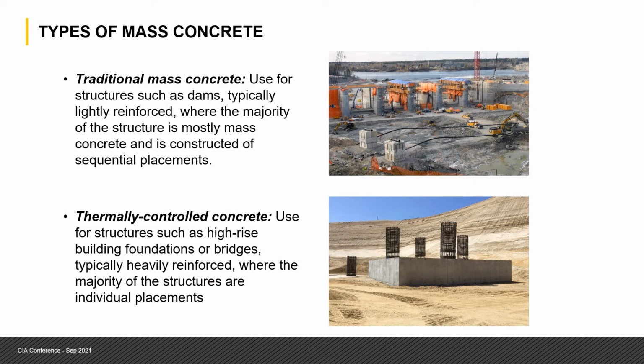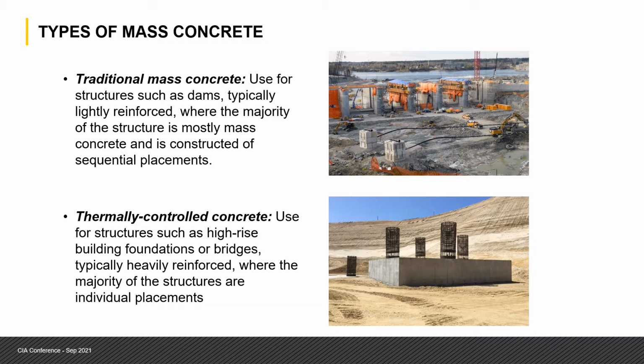So the first thing will be understanding what is mass concrete. What is the type of mass concrete we're talking about? Because the traditional mass concrete, which is a traditional concrete that we have been looking for many years as part of dams construction, those are very different to the thermally controlled concrete, as we call it in the United States, for the mass concrete applications that are going to go into bridges and buildings. And let's see the difference.